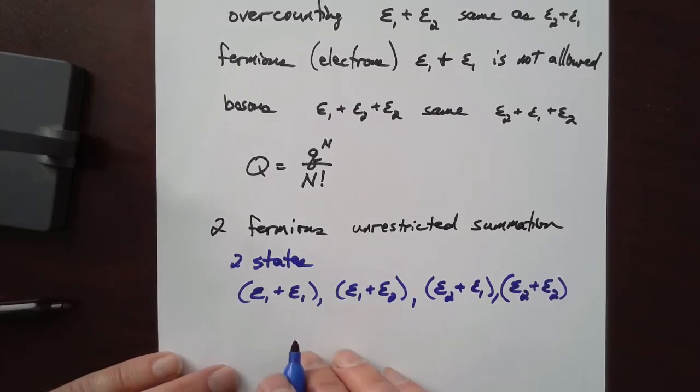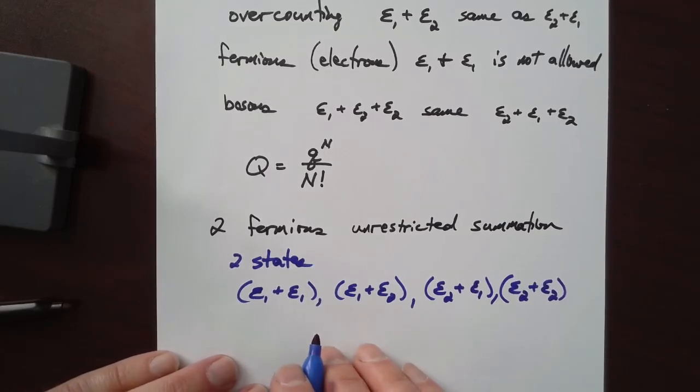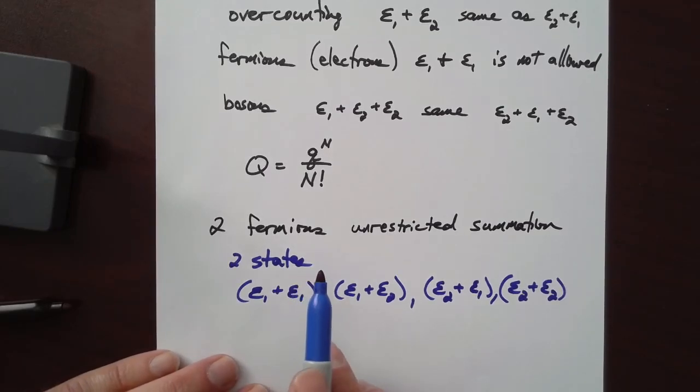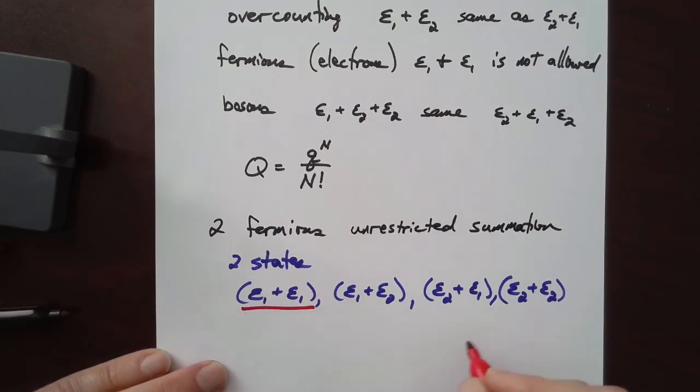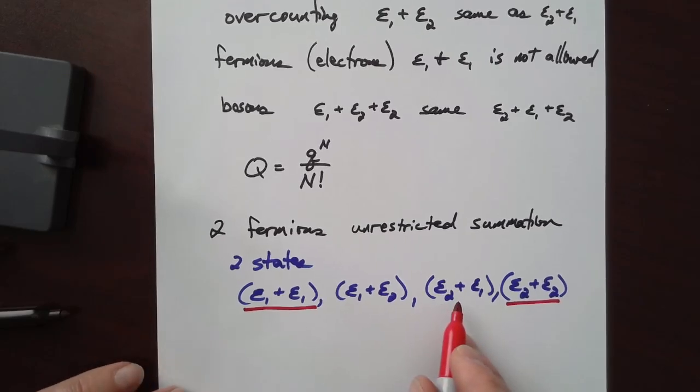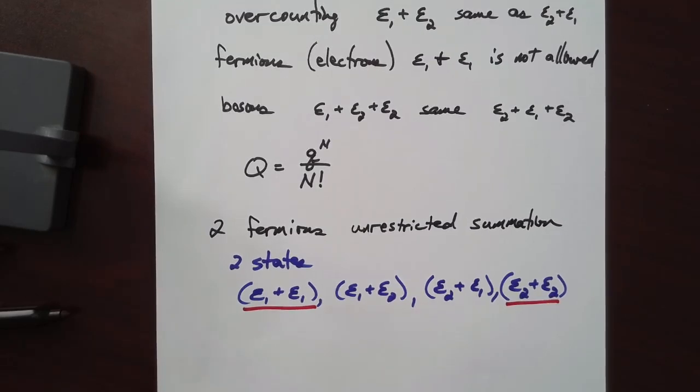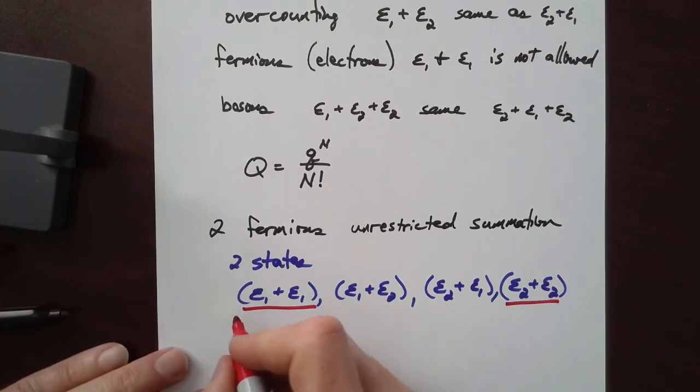All right, now if I look at this, how many of these terms are not allowed? Well, this one's not allowed, and this one's not allowed. These two are taken care of by dividing by n factorial, right? Okay, so that's with two states. Well, what if I had 10 states?